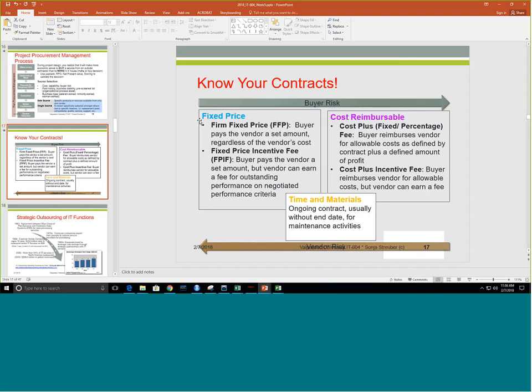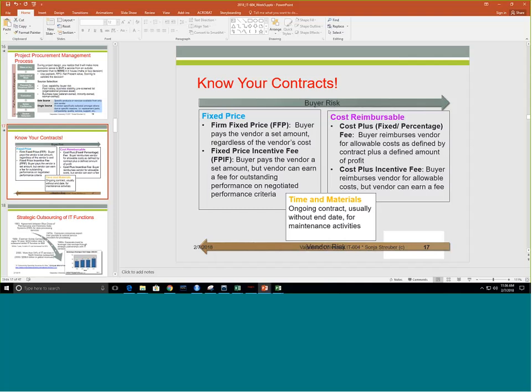So firm fixed price, for example, is really where the buyer pays the vendor a set amount, and that's it. In other words, you get $500,000 no matter whether you complete the work in 3 months or in 5 months. Well, of course, to get the best value out of the money I want to make from my client, I will try to complete the work within the 3 months, right?